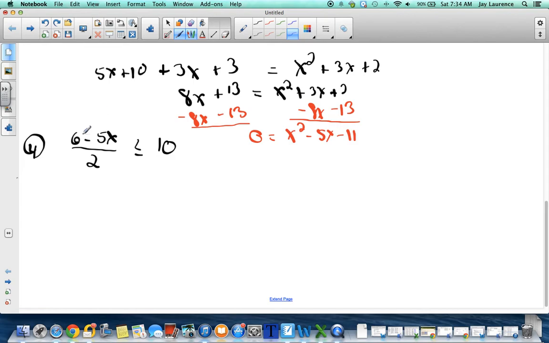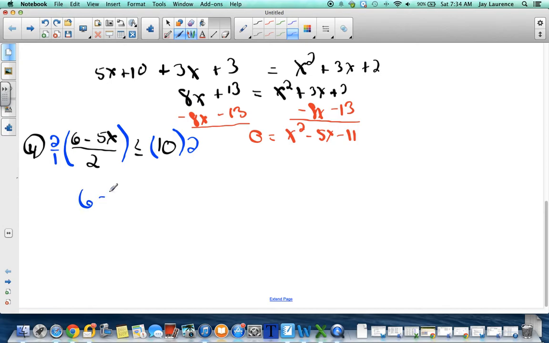Again, I'm going to get rid of my fraction first. I can't subtract 6 first because there's not really a 6 in the problem. Why not? Because that 6 is being divided by 2. And there's not a 5x in the problem because the 5x is being divided by 2. That 2 is mucking things up. So if I get rid of that 2, get rid of my fraction, then everything gets a lot simpler.